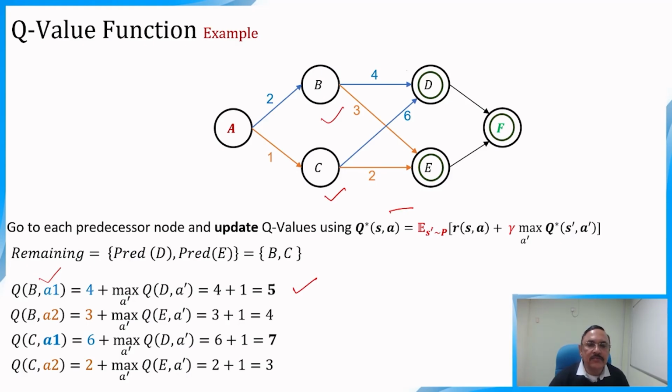So, it will be retained. Similarly, for C there are two actions, A 1 and A 2. Now, A 1 will give 6 plus the maximum, which gives you the q value 7, and the q value by action 2 is only 3. So, it will be selected. So, you can see that if it is in B, the action will be A 1, and if it is in C, the action again will be A 1.